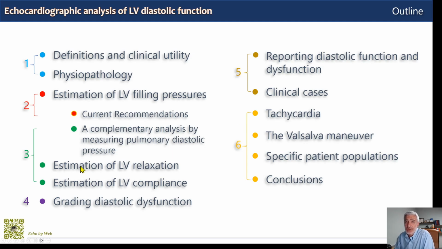We looked also at how to estimate left ventricular relaxation and left ventricular compliance with echocardiography. In the fourth video, we looked at how to grade diastolic dysfunction with echocardiography. The fifth video was about reporting diastolic dysfunction, and we saw some clinical cases. Whereas in the sixth video, we looked at other clinical cases, how to deal with sinus tachycardia, how to use the Valsalva maneuver, the parameters that are necessary in specific patient populations, and then our conclusions.